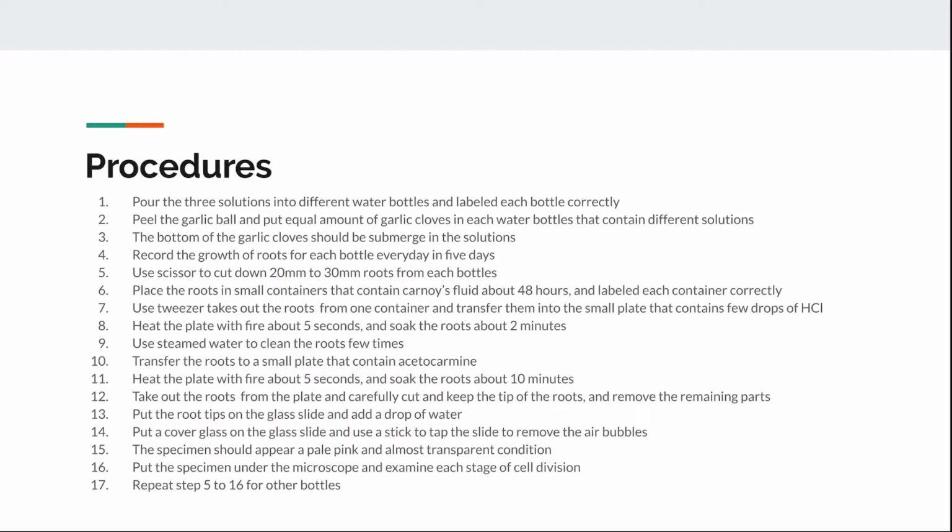The procedure is quite long, and I will simplify it: you grow the garlic ball, and you use the root of the garlic ball and put it into the carnoy's fluid to let the fluid fix the DNA and the cell structure, and then you use dye to make the cell structure visible under the microscope. That's what the overall procedure is about.